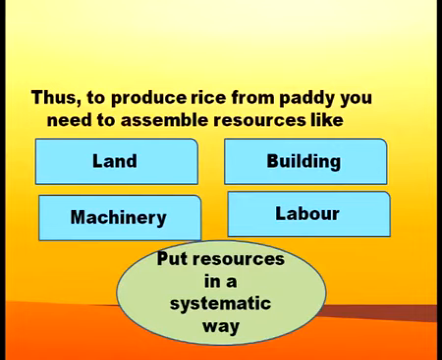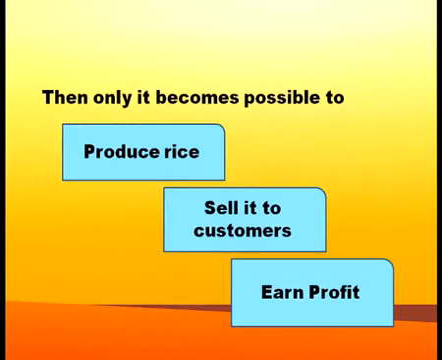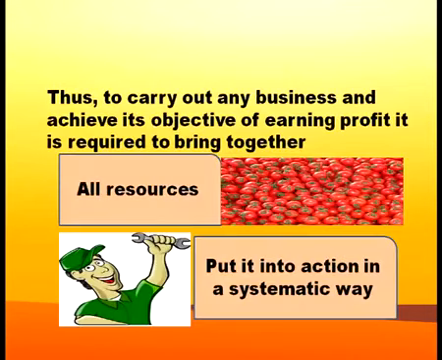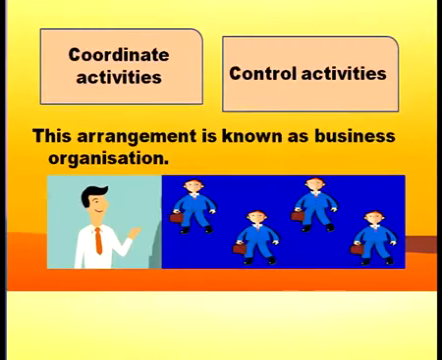Thus, to produce rice from paddy, you need to assemble resources like land, building, machinery and labor. Then he should put the resources in a systematic way. Only then does it become possible to produce rice. After that, the owner can sell it to the consumers in order to earn profit. So, in order to earn profit, the owner should do so many activities. Thus, to carry out any business and achieve its objective of earning profit, it is required to bring together all resources and put them into action in a systematic way. The owner should coordinate and control the various activities of that organization. This arrangement is known as business organization.